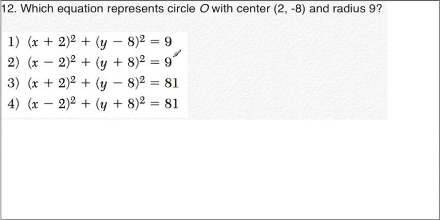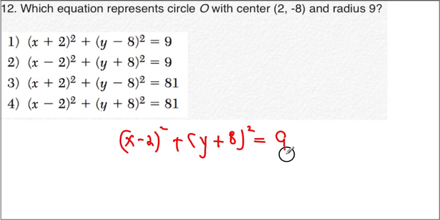Number 12. Just like previous questions here, center is 2 comma negative 8. That means x minus 2 squared, and then plus y minus negative 8, which makes y plus 8 squared, has to be radius squared. So that's basically what we're looking at. Choice 4 becomes our answer.